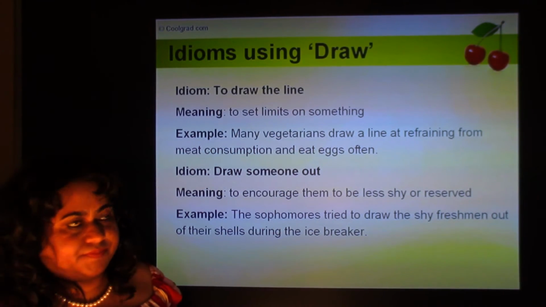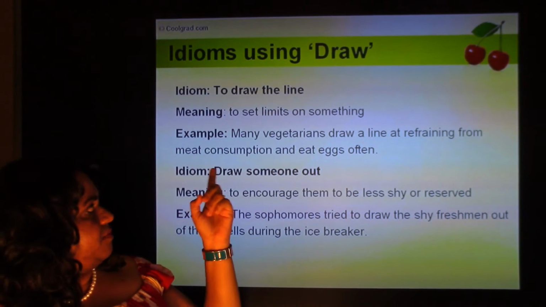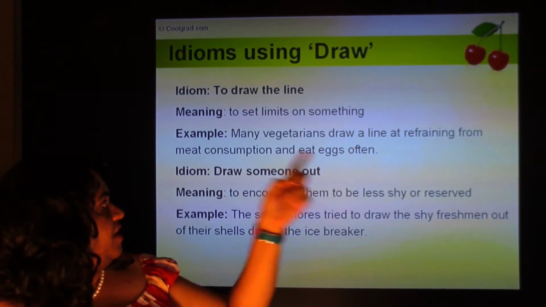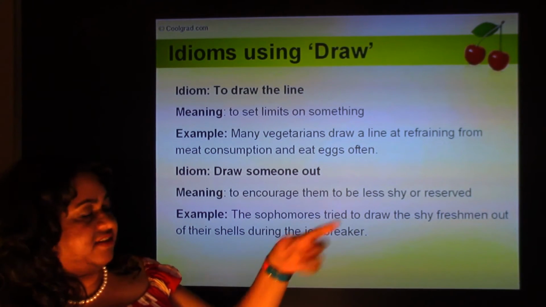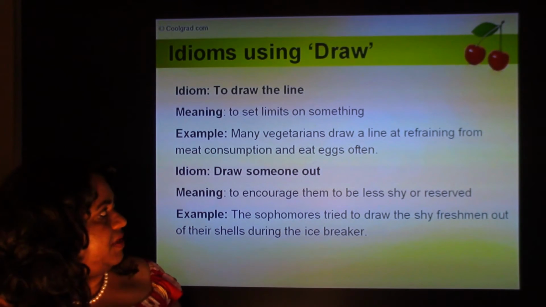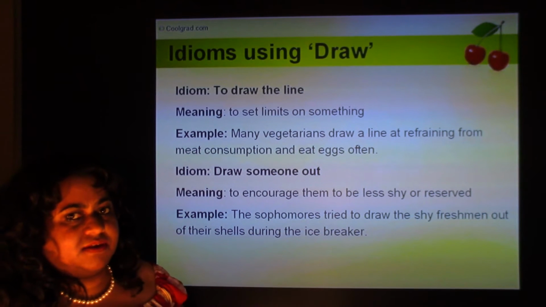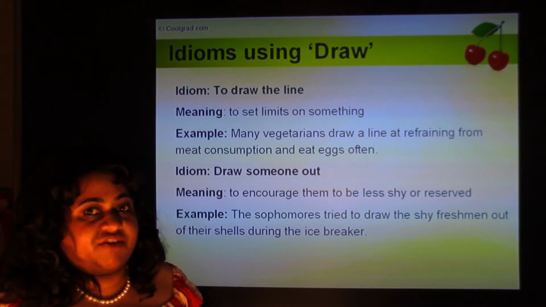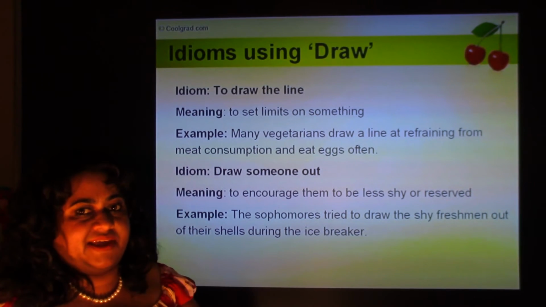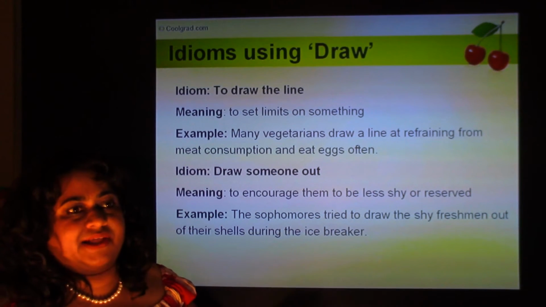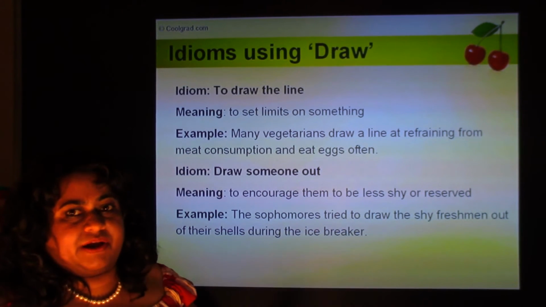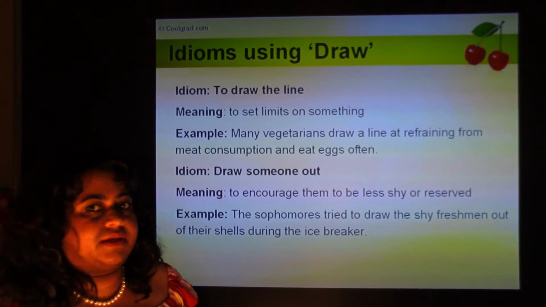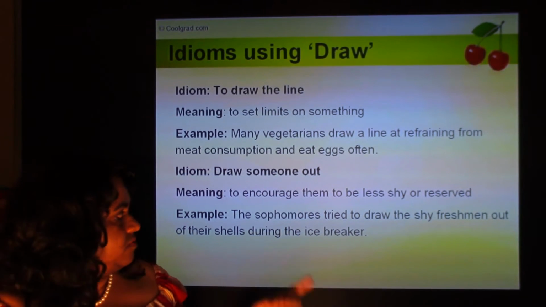Idioms using draw. To draw the line means to set the limits on something. Many vegetarians draw a line at refraining from meat consumption and eat eggs often. It means draw a line where you set the limits. It usually happens with vegetarians and food. Some vegetarians call themselves vegetarians, but they do eat eggs. And some other vegetarians draw a line at eating only plant food. They don't eat anything from animal sources. So it depends on where they draw the line.